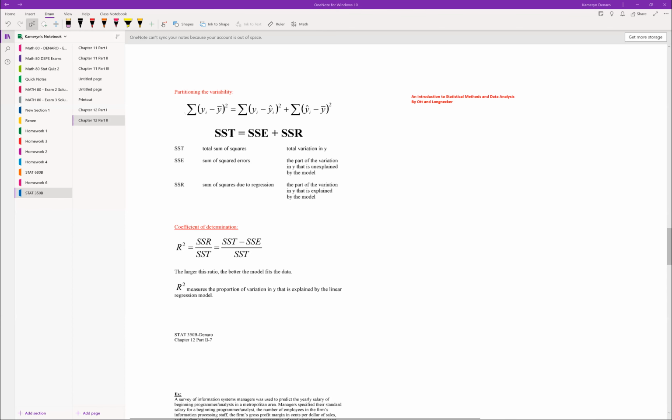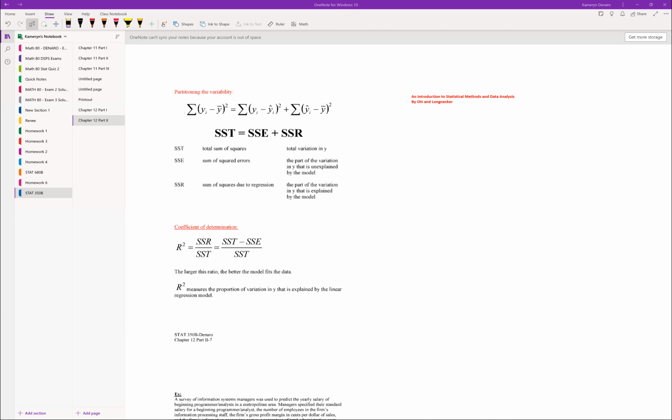Hello, everyone. We're working through An Introduction to Statistical Methods and Data Analysis by Ott and Longnecker. Chapter 12, part 2. All right, we're going to talk and remind ourselves a little bit about the partitioning of variability in the multiple linear regression model.